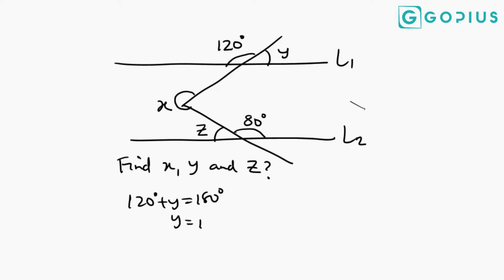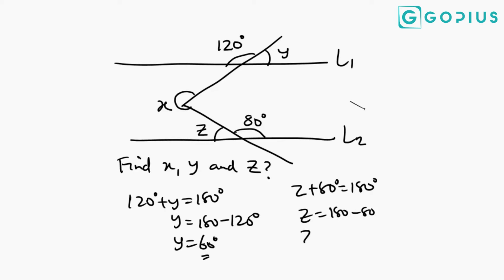So if I make Y the subject, I have 180 degrees minus 120 degrees. So Y is equal to 60 degrees. We've gotten the value for Y. If you look at the second parallel line below, L2, you notice that Z and 80 are also angles on a straight line, which will give you 180. So we can equally say that Z plus 80 degrees is equal to 180 degrees, angles on a straight line. So if we make Z the subject, we have 180 minus 80. So Z is equal to what? 100 degrees. We've gotten Z as 100 degrees, and also we have gotten Y as 60 degrees.